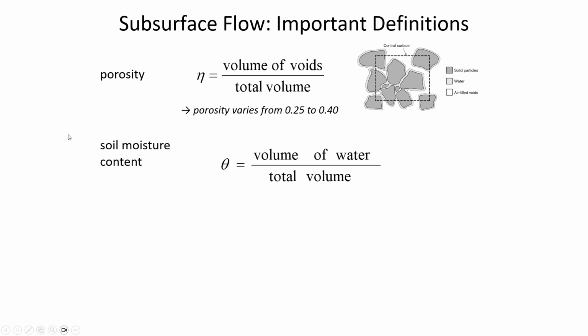We define the soil moisture content as the volume of water to the total volume.